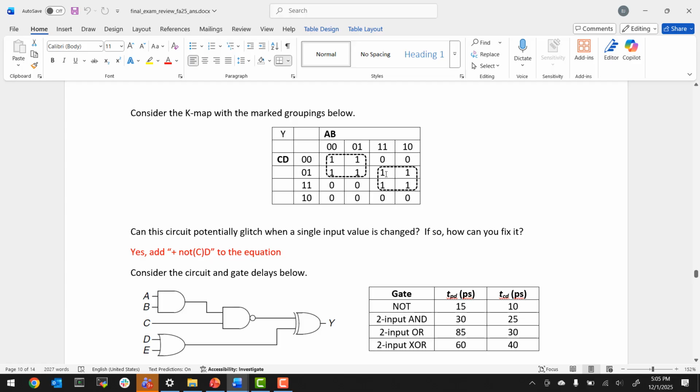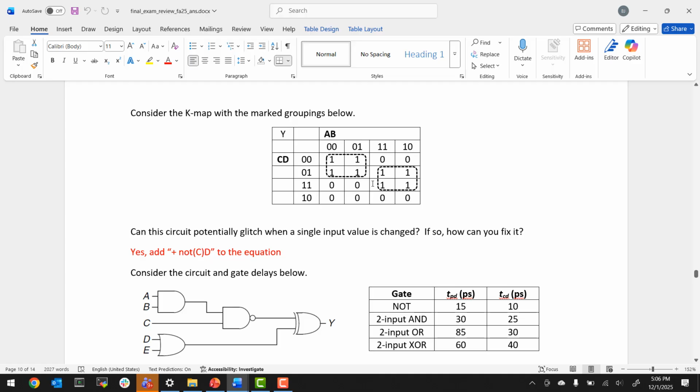That would involve going from, say, that cell to that cell. So what are you changing? A, right? A is the only thing that changes. A goes from 1 to 0 if you go from that cell to that cell. Make sense? That might cause a glitch, right? If you want to make sure it doesn't cause a glitch, you have to cover that transition, which means you have to add another K-map group that goes all across this row. Yes?